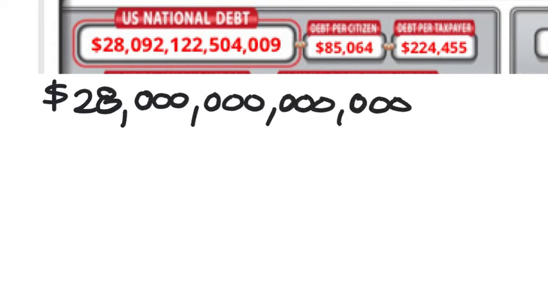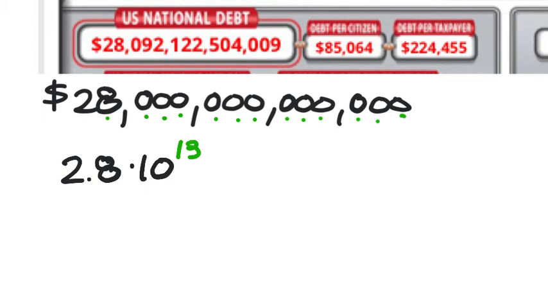Interesting. So let me see if I got this right. We got ones, thousands, millions, billions, trillions. Yep, that looks good. Now, let's write this in scientific notation. So the decimal would go after the 2, between the 2 and 8. And multiply it by 10 to the power of, let's see, 1, 2, 3, 4, 5, 6, 7, 8, 9, 10, 11, 12, 13. 10 to the power of 13. Of course, this is in dollars. So this would be the U.S. national debt in scientific notation.